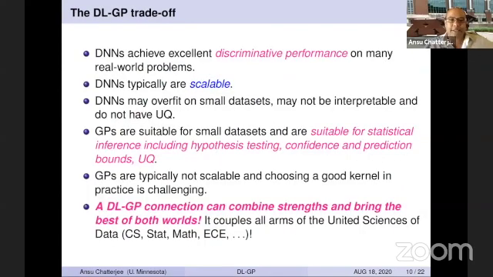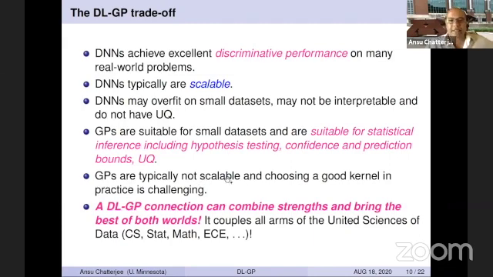So again, just to recapitulate, deep neural networks have excellent discriminative performance. We know that they're scalable. Wonderful algorithms have been developed. There are some limitations. GPs, on the other hand, can do the probabilistic tasks. They're suitable for hypothesis testing, getting confidence bounds, prediction intervals, and stuff like that.